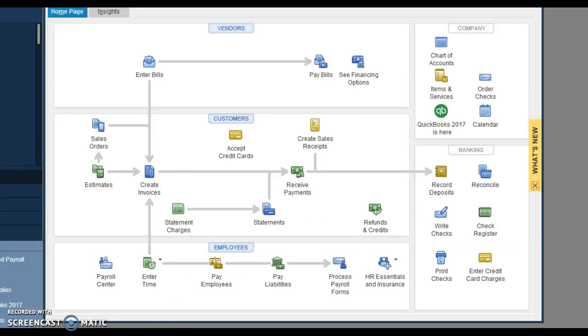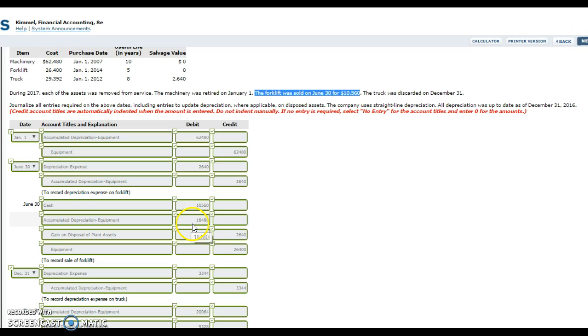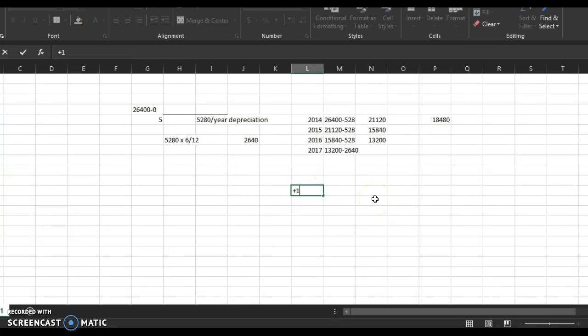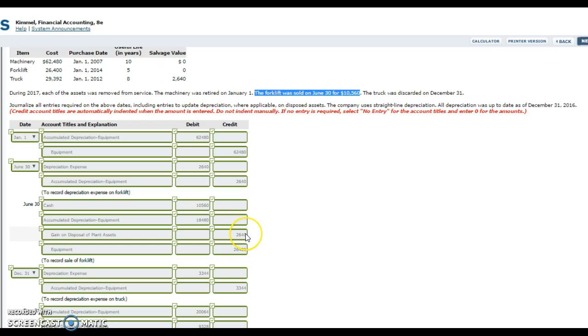So we just switch back to our problem, and we're going to go ahead and put that in as a debit because we need to reverse the accumulated depreciation that we've recorded over the years. So now to basically figure the gain or loss on the sale of the disposal of plant assets, we're going to take the $10,560, which is the cash that we received, plus the depreciation minus the original value of the forklift. And that's going to give us a gain on the sale of $2,640, which we then record here.